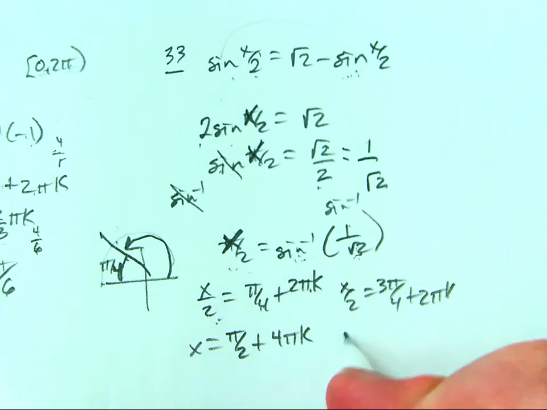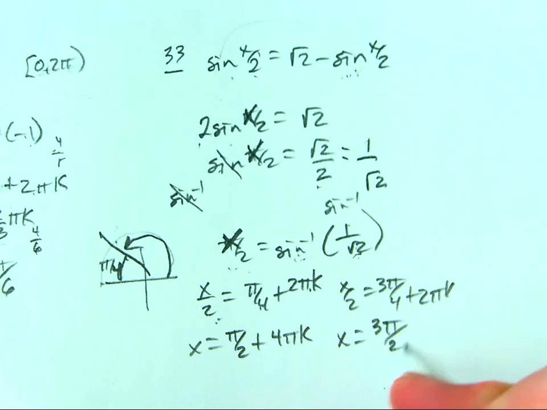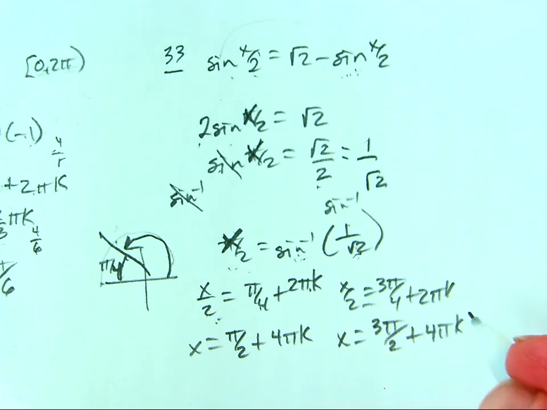Multiply this in by 2. 2 times 3/4 pi is 6/4, which is 3/2 pi. 2 times 2 pi is 4 pi k. Now again, we find all the answers that fit between 0 and 2 pi.